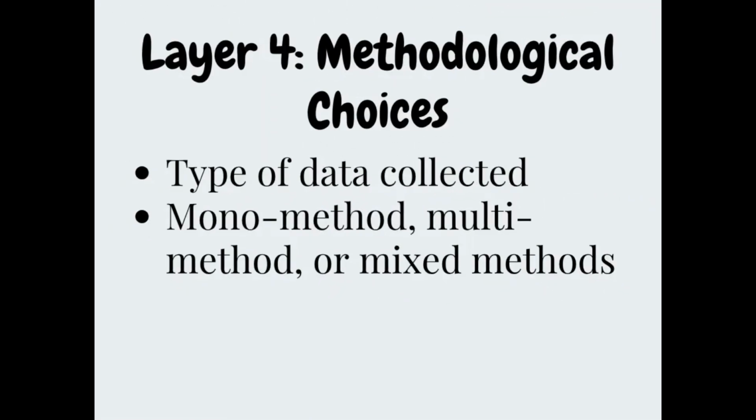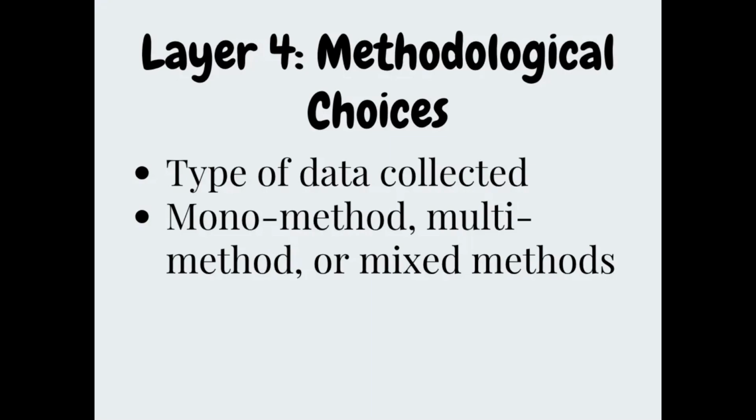The next layer is methodological choices. At this stage, you decide the type of data you will collect. There are three main options. The first is monomethod research. This means using only one type of data, either quantitative or qualitative. For example, a study may rely entirely on a survey. The second option is multi-method research. This involves using several techniques within the same type of data. For example, multiple qualitative interview methods.